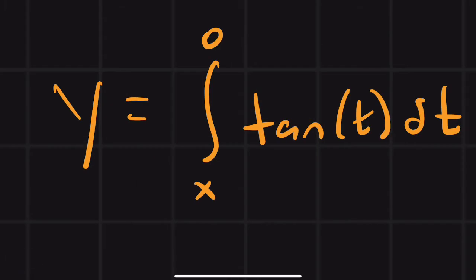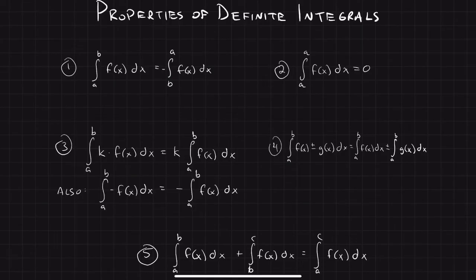And then the second issue is the boundaries of the integral. To use the second FTC, the bottom boundary has to be a constant, and the top boundary has to be a variable. In this case, the bottom boundary is the variable, and the top boundary is the constant. So we need to flip the order of integration. And lucky for us, there's actually a property of definite integrals that will do that for us.